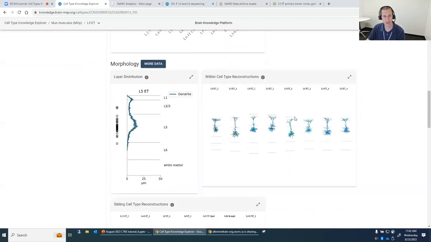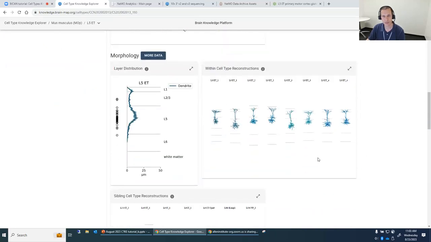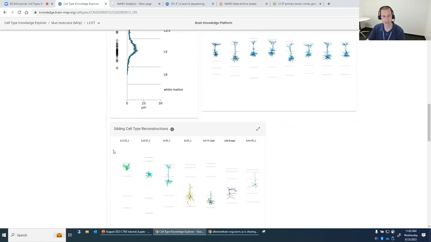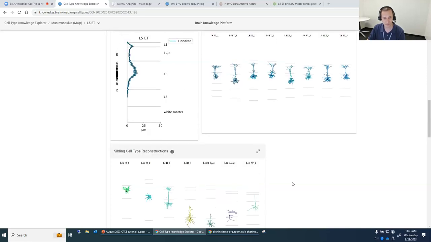Okay, if we scroll down, we can then see morphology. These are cells that were collected and, based on their gene expression, were found to be layer 5 ET types. We have two examples from each of the four layer 5 ET types, so layer 5 ET 1, 2, 3, and 4. And then for context, there are some sibling reconstructions from layer 2, 3 IT, layer 4, 5 IT, and so on. You can see that these look relatively similar up here. And by eye, these look quite different.